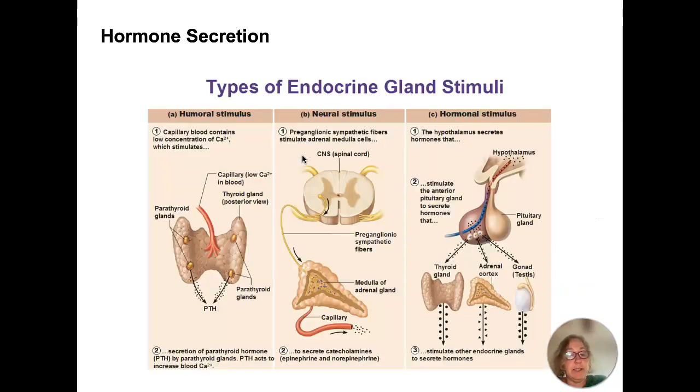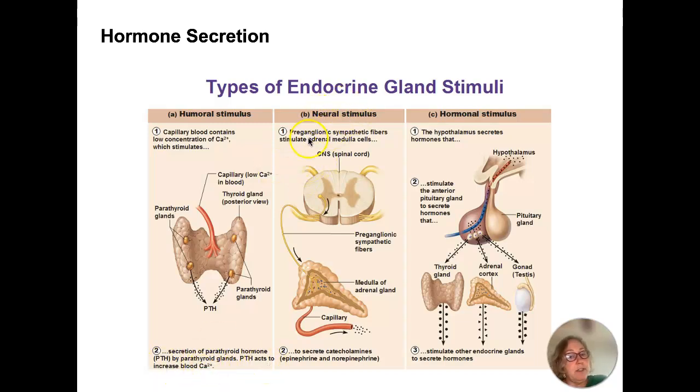Types of endocrine gland stimulus in pictures. The stimuli in pictures. Here's your humoral. So capillaries contain a low concentration of calcium, which stimulates your parathyroid glands. Remember these little guys on your thyroid? We're going to talk about them again one more time. And they are going to secrete parathyroid hormone, and it's going to increase blood calcium.